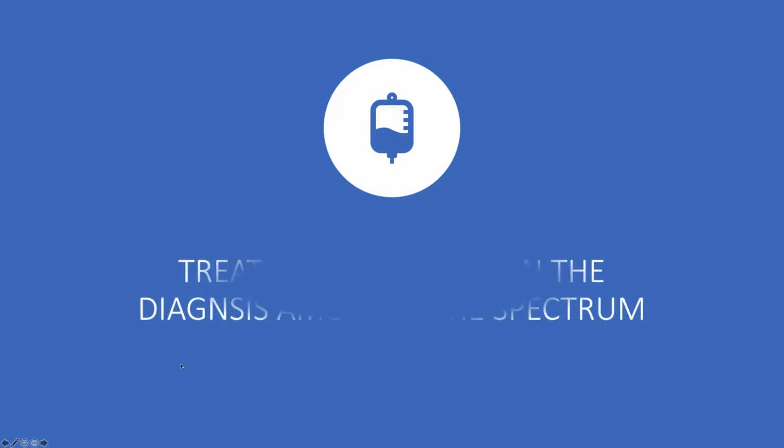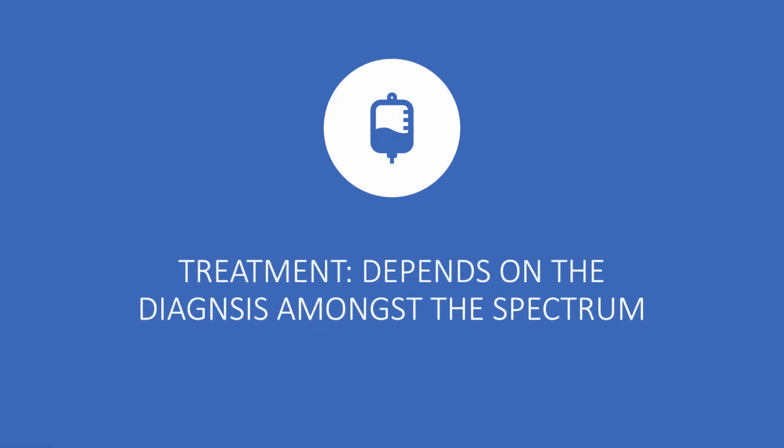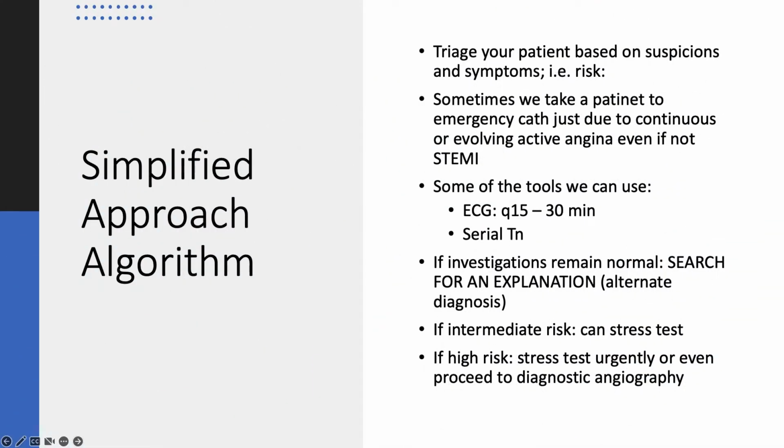So treatment depends on the diagnosis amongst the spectrum, which is STEMI, unSTEMI, unstable angina. There is a simplified approach. Now, once you triage your patient and you know in the spectrum where they are, you call your interventionist, or there's no need for emergency cath. Sometimes we take a patient to the emergency cath right away, just due to continuous or evolving active angina, even without an ST elevation MI. So that means that it is a dynamic issue. So whenever you're in doubt and you think someone is severely ill, there's no harm in calling the interventionist.